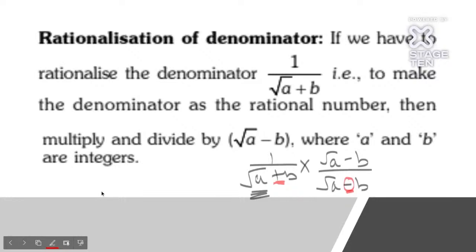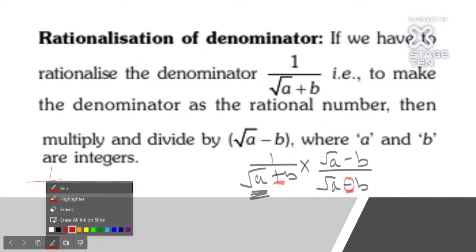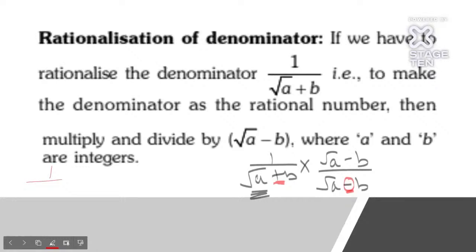So let's take an example: 1 by root 2 minus 3. Now how will I do this? I have to multiply by root 2 plus 3. I'll change the sign, divided by root 2 plus 3, the same number. I have to multiply with the same rationalization factor. Now when I do this, what will I get?